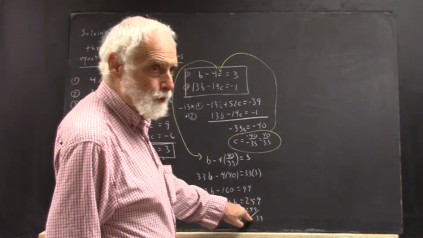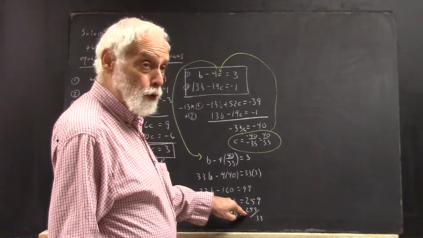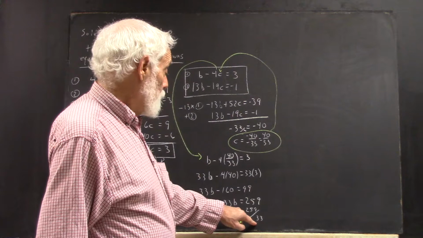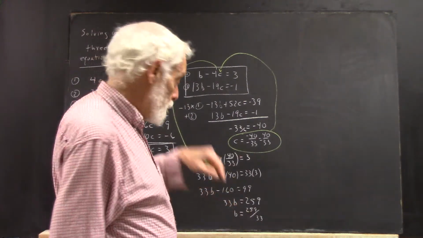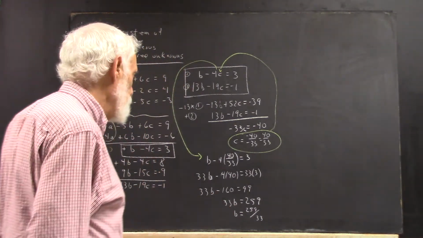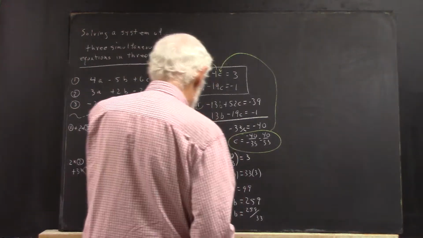Anyhow, b is 259 over 33, and 33 is 11 times 3. 3 doesn't go into 259. It goes into 240, leaving you 19, and 3 doesn't go into 19. And 11 goes into 22, leaving you 47, and 11 certainly doesn't go into 47. So we get b equals 259 over 33. Now we hope this is correct.